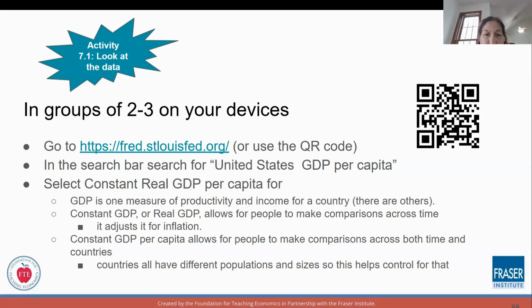Actually, in the search, it's like the fourth one down. I don't know if that helps anybody. Oh, is it fourth? I thought it was first. Yep. I'm just saying, I don't know if that helps anybody. Perfect. Thank you so much for helping us. Constant real GDP per capita.